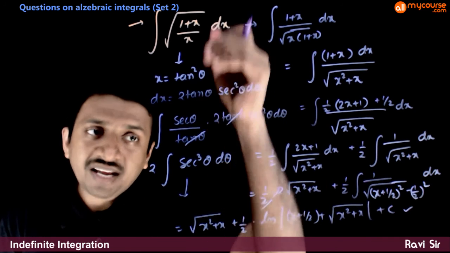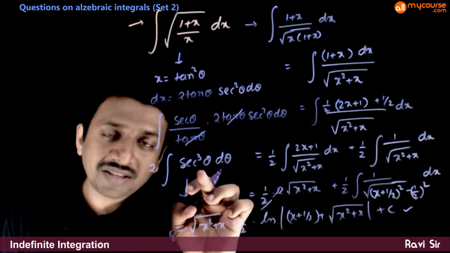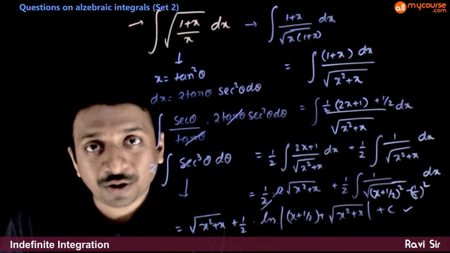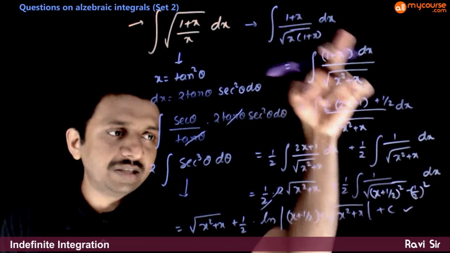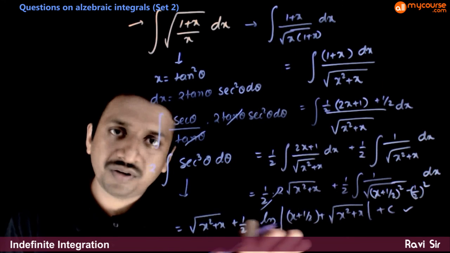So you can try the substitution method. In the substitution method you have to integrate secant cube theta, or you can go the algebraic method. The method is very straightforward. You get the final answer.